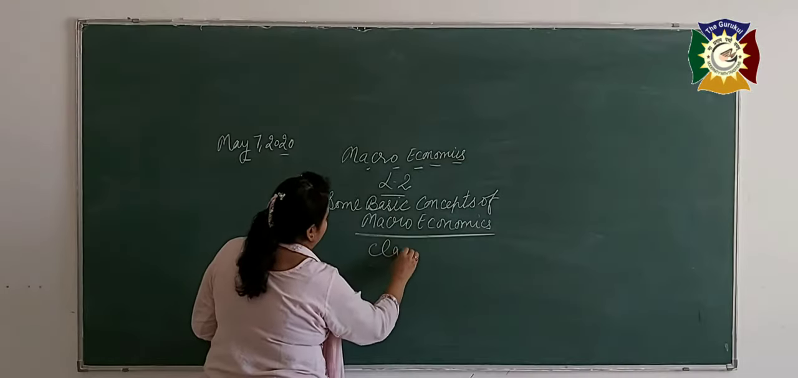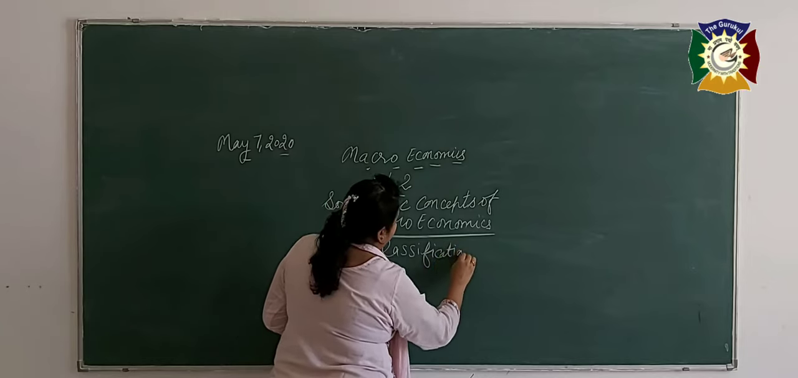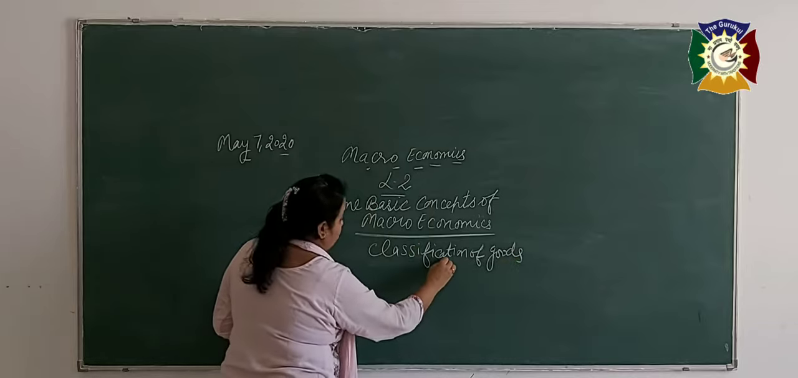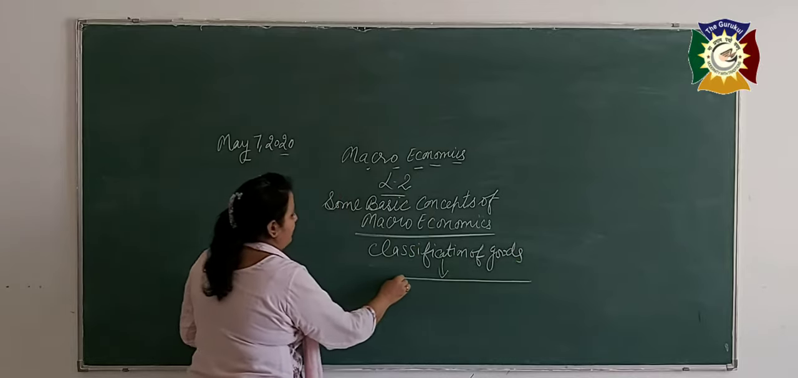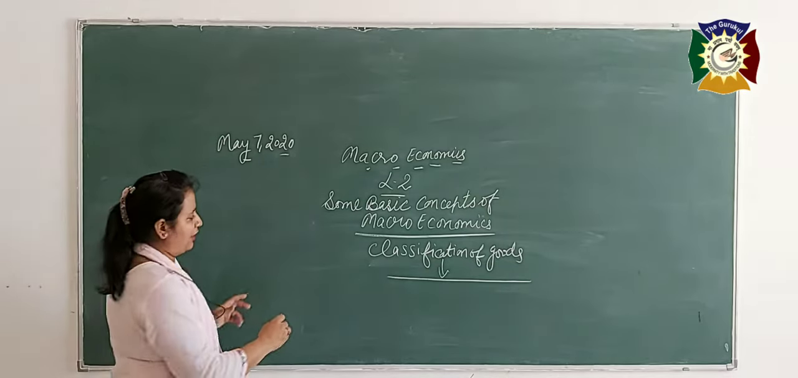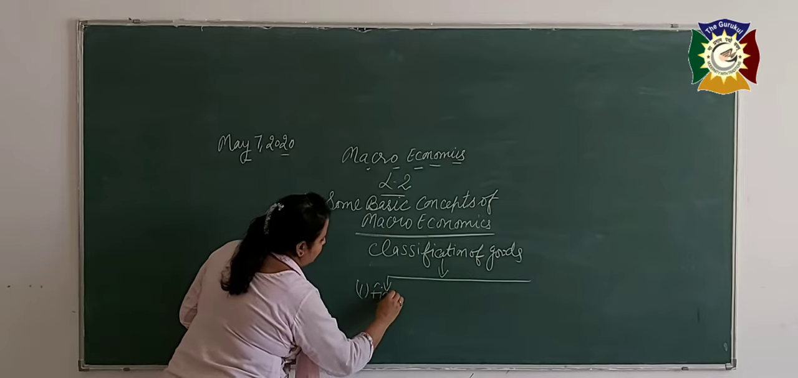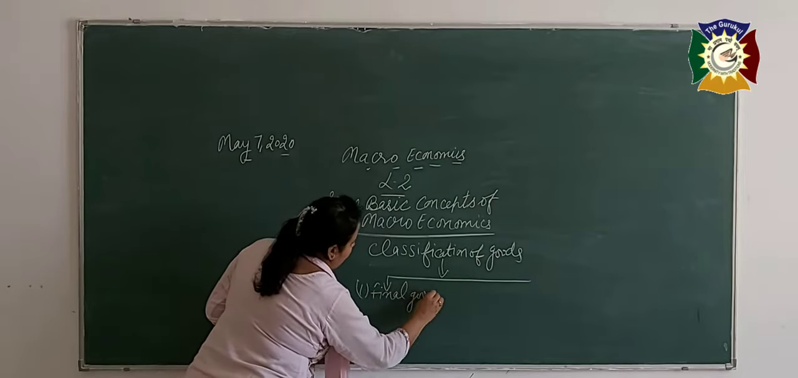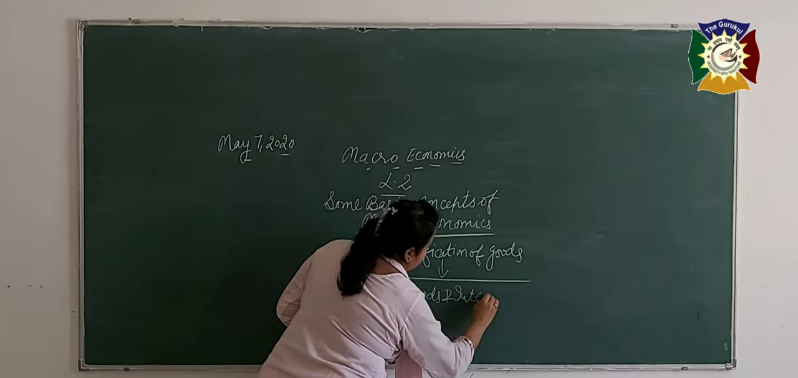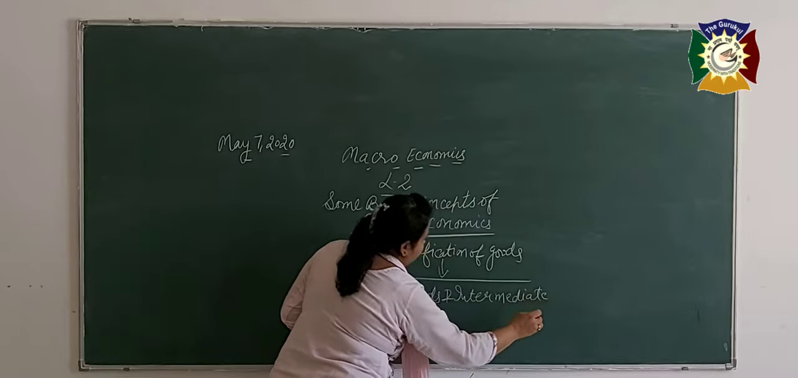So firstly, I will tell you the classification of goods. Abhi classification of goods hota kya hai? Goods ko kya kiya jata hai? Classify kiya jata hai. So that is final goods and intermediate goods. Firstly, hum discuss karenge final goods and intermediate goods. What do you mean by final goods and what do you mean by intermediate goods?